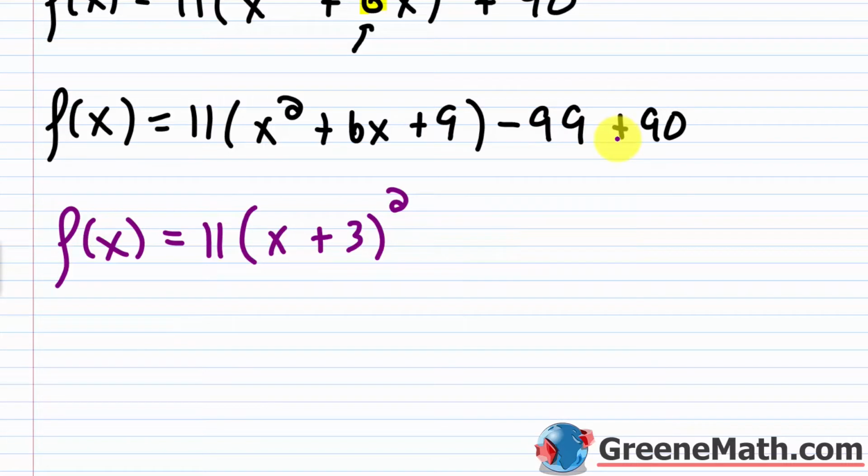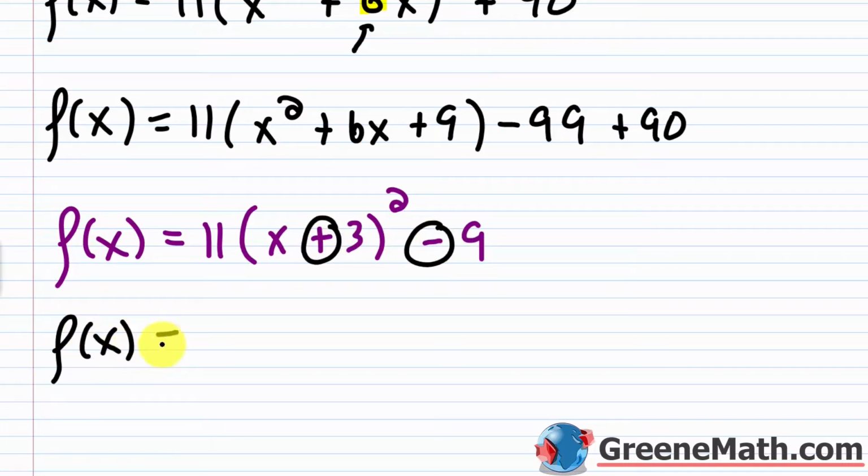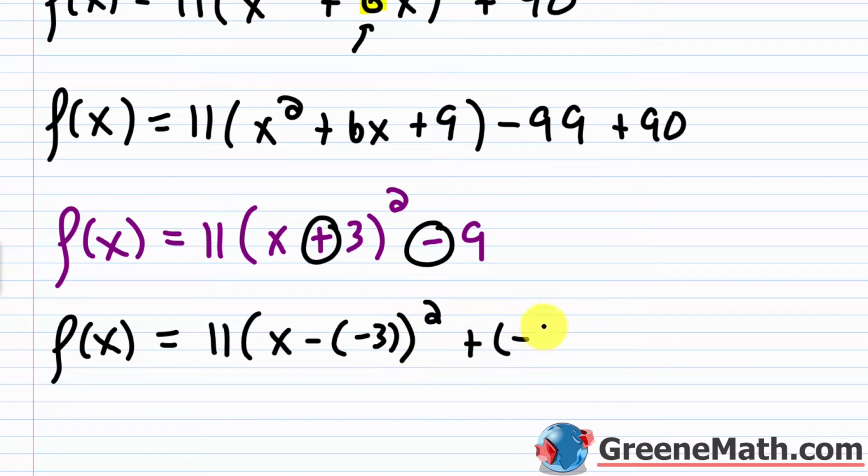And then negative 99 plus 90 would be minus 9. Okay, so that's your vertex form. Again, if you wanted to match it up perfectly, you would want this to be a minus and this to be a plus. So you'd say f of x is equal to 11 times the quantity x minus a negative 3, this is squared, and then plus a negative 9.